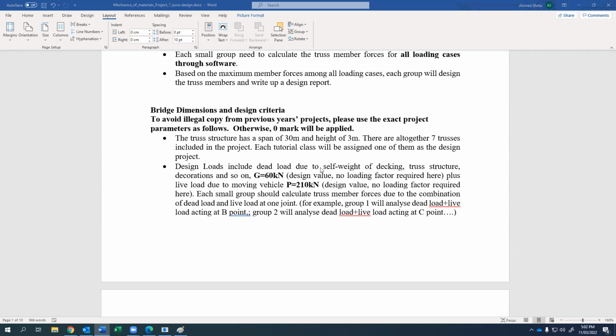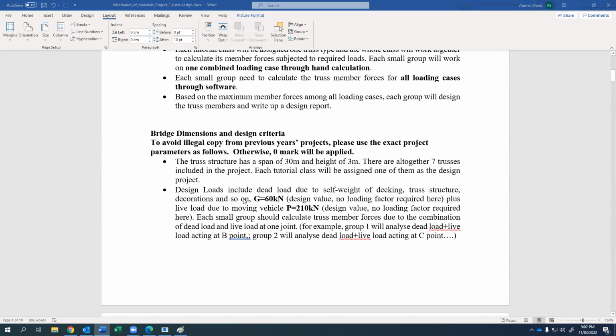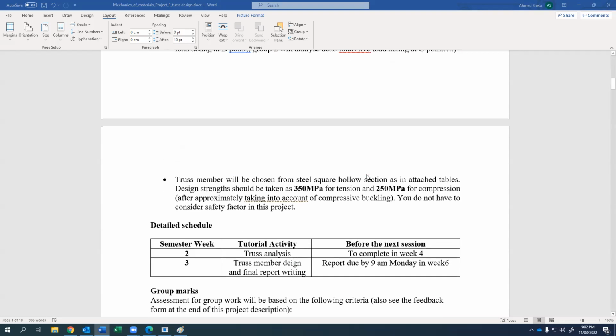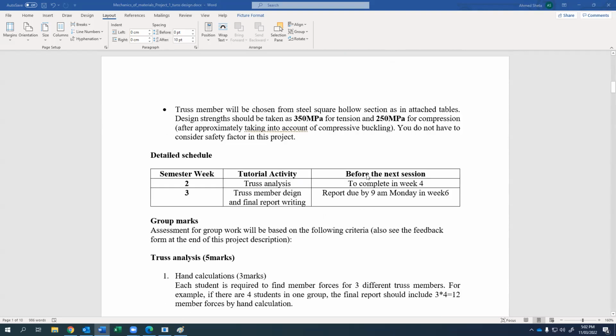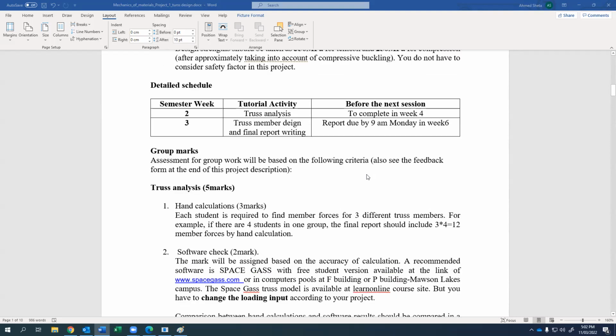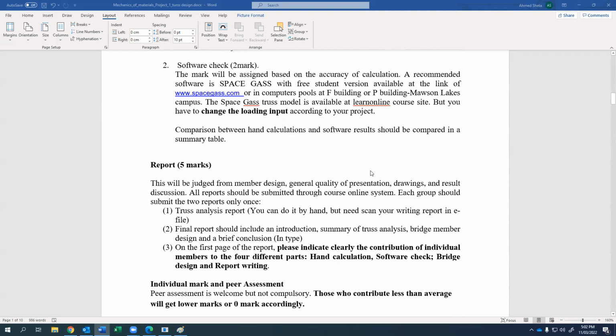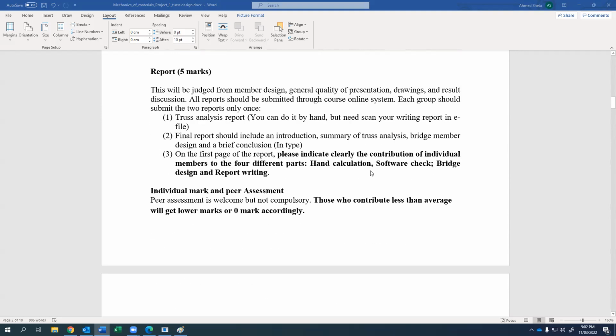If you are seeing the group description now, you can see that the dead load will be 60 kilonewton and the live load will be 210. What we need to do is one combination load case, which we have done, like G plus B. Next step we will use the software, but let's keep to this one today. Each member of the group needs to get the force in at least 3 or 4 members.